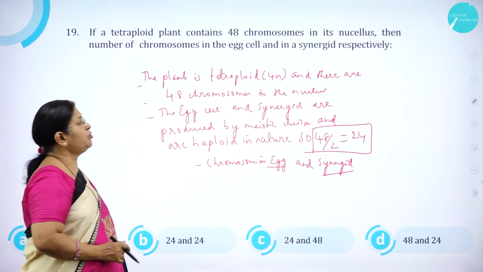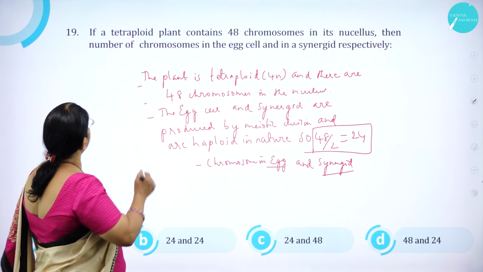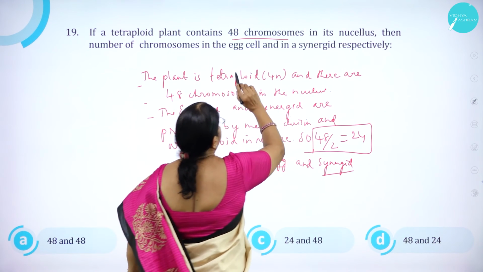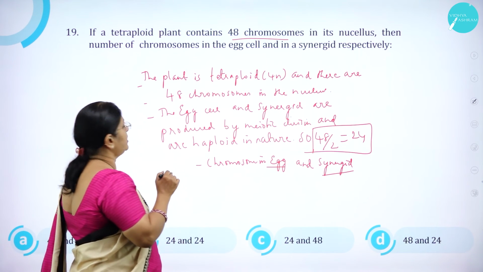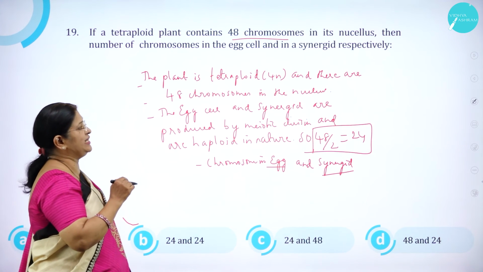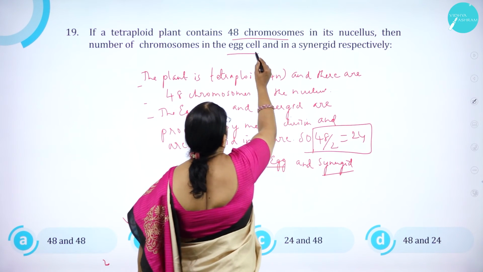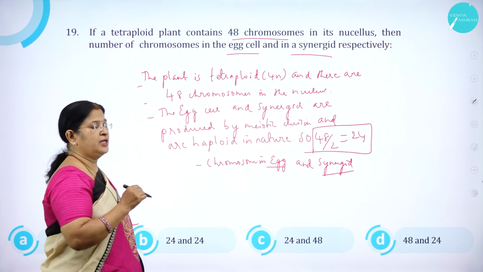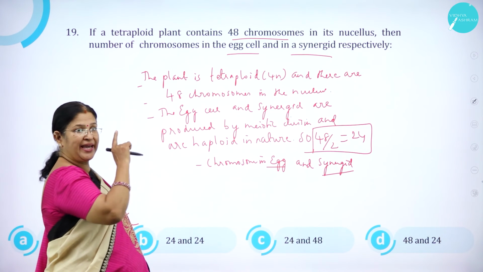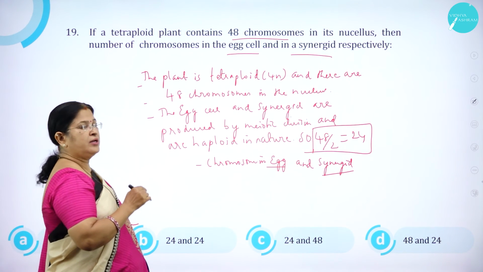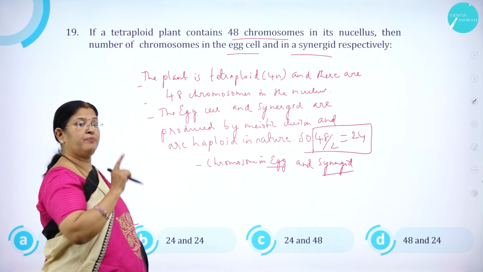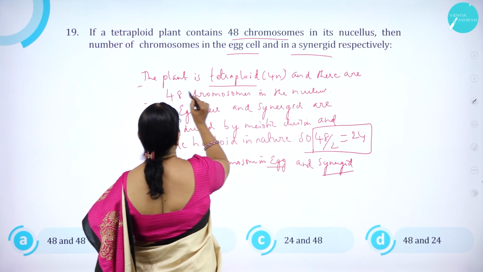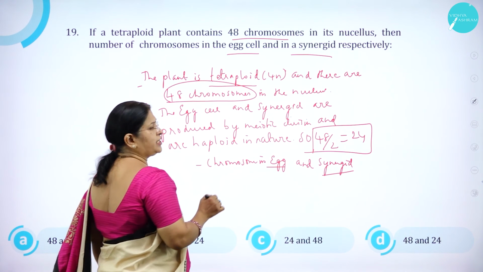Right. Moving on to question number 19. If a tetraploid plant contains 48 chromosomes in its nucellus, then the number of chromosomes in the egg cell and in a synergid. So what will be the chromosomal number in the egg cell and the synergid? Here it is given a tetraploid plant, that is 4n, with 48 chromosomes in the nucellus.